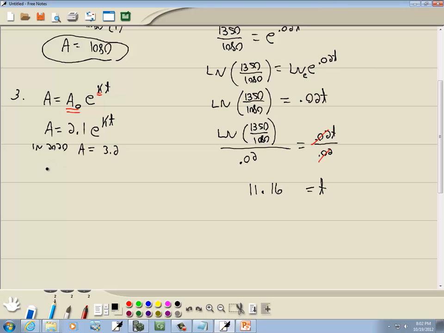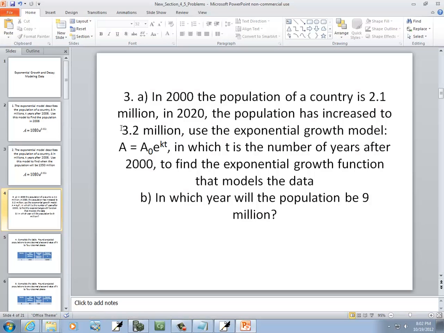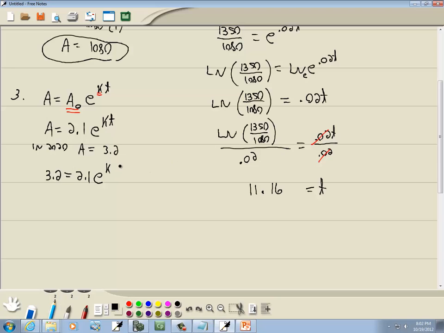Okay, so they're giving us one example. So we're going to take this equation. We'll plug 3.2 in for A, 2.1 for a naught, k we don't know. Now t is the number of years after 2000. So if we say 2020, that's 20 years after 2000. So t would be 20. So we got 3.2 is equal to 2.1 e to the 20k.